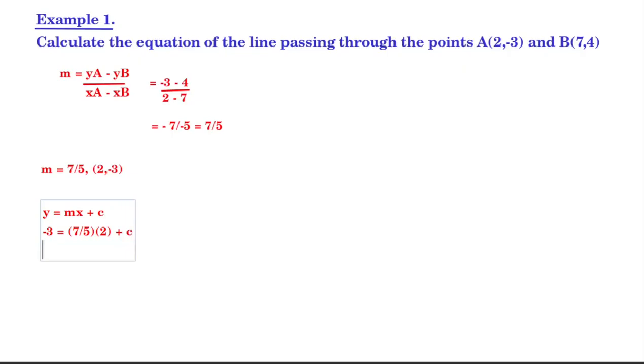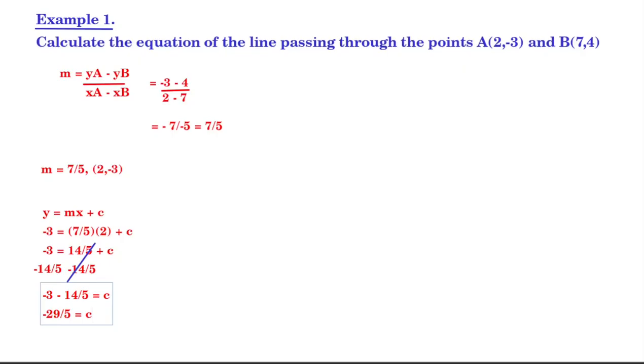Let's try to simplify here. You have -3 equal to 7 on 5 times 2. That is going to give you 14 on 5 plus c. Then if you subtract 14 on 5 from both sides of the equation, the 14 on 5 cancels out, and you are left with -3 minus 14 on 5 equal to c. This is going to give you -29 over 5. This is the value of c.